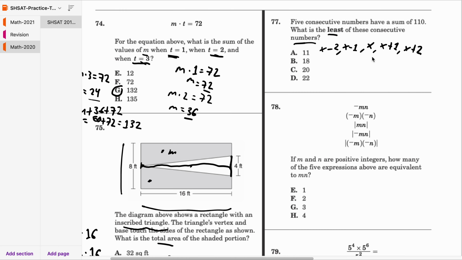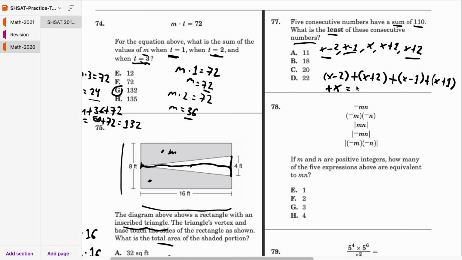And the reason why I did it like this, with minus 2, minus 1, plus 1, plus 2, is that if we want to add all of these numbers together, because we're told that the sum of these numbers is 110, we're going to add these numbers together and set it equal to 110, and then solve for x. I'm just going to change the order that we add it. So x minus 2 I'm going to add with x plus 2, and then x minus 1 is added with x plus 1, and then finally we have to add x, right?